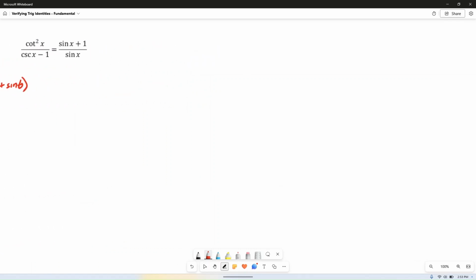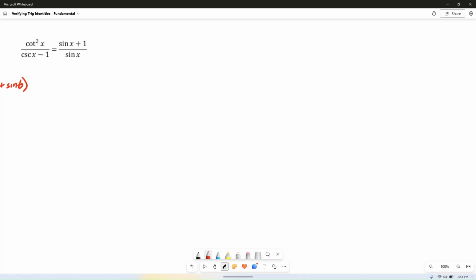We have cotangent squared of x divided by the quantity cosecant of x minus 1, and that needs to be equal to the quantity sine x plus 1 divided by sine x. The process is going to stay the same. We need to think about, is there any algebra I can do? Is there an identity I can use?